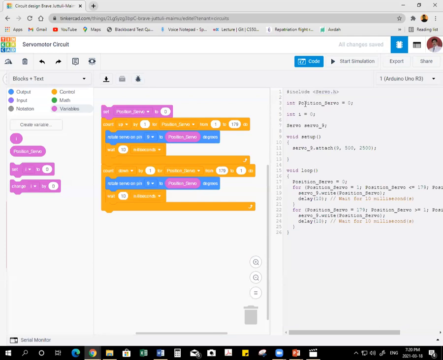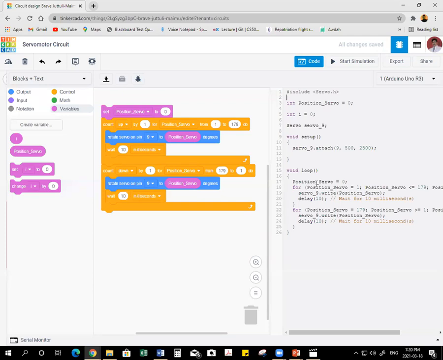So we are initializing the position of the servo equal to 0. I think i is equal to 0 is not needed now, it's a wasted line. Now we are giving servo to 9. So here we are giving the control to the servo, attach from 9 to 500 to 2500. These are the millivolts.